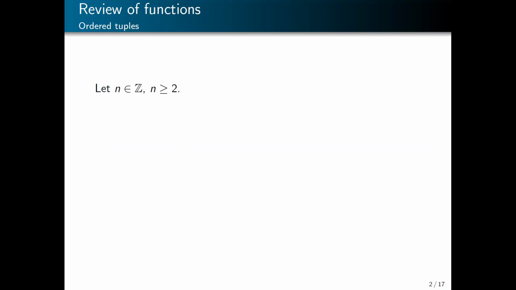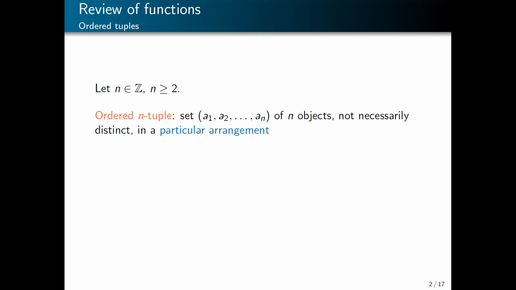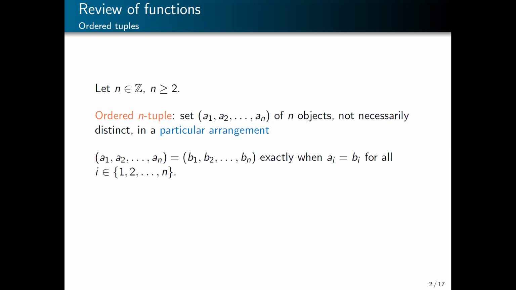Let n be an integer that is greater than or equal to 2. An ordered n-tuple is a set of n objects, not necessarily distinct, having a particular arrangement. Note that an ordered n-tuple is determined both by the objects in the n-tuple together with the way that the objects are arranged. Hence, two ordered n-tuples A1, A2, up to An and B1, B2, up to Bn are equal exactly when Ai and Bi are equal for all indices i from 1 to n.